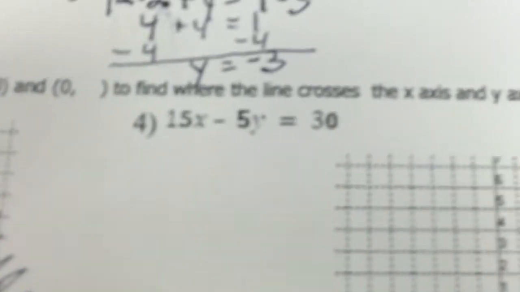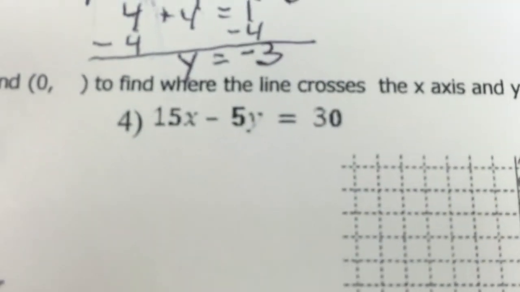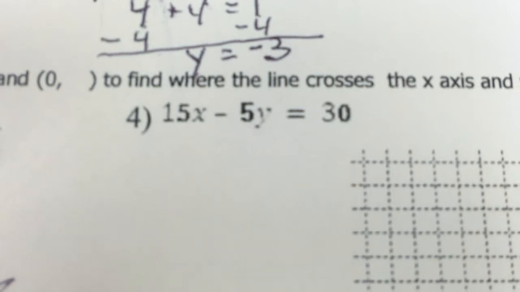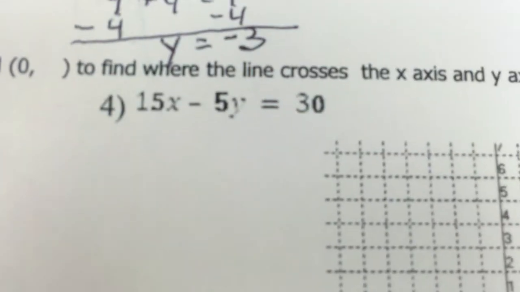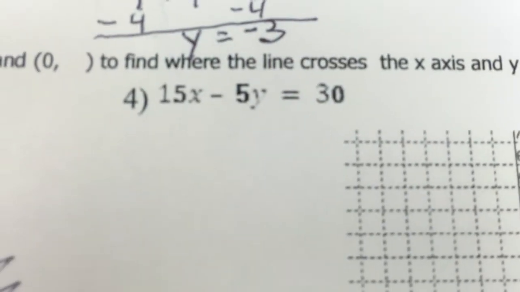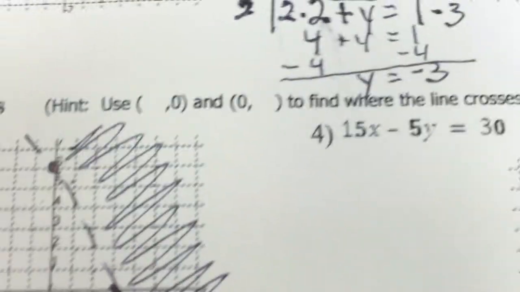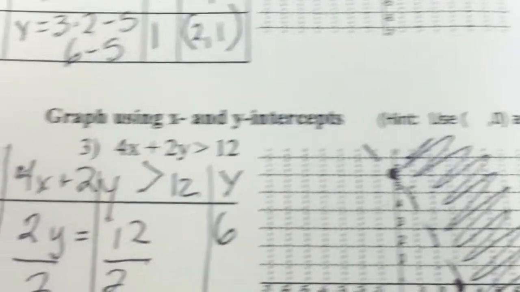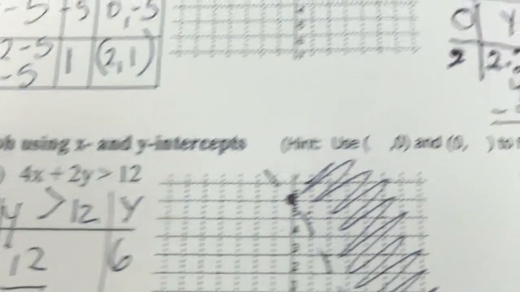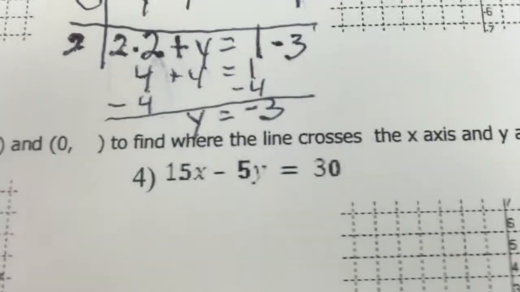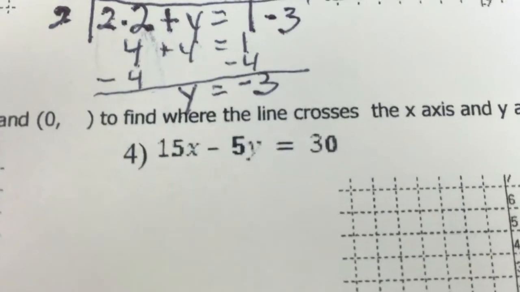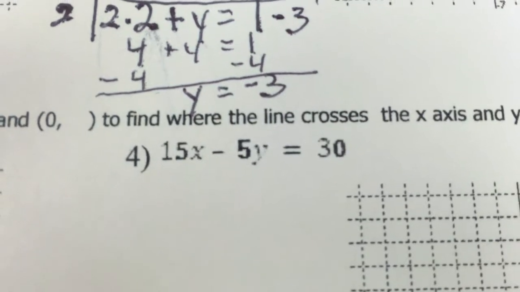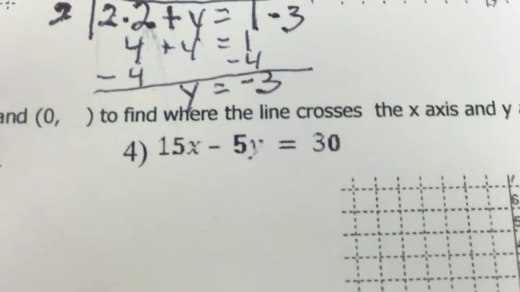All right, we are continuing our 6.0 study guide. We are on number 4. And number 4 says 15x minus 5y equals 30. And it's asking us to find the x and y intercepts. So I know that when I find the x and y intercepts, I'm going to use a function table. I'm going to rewrite this on another piece of paper so we can see what we're doing here.